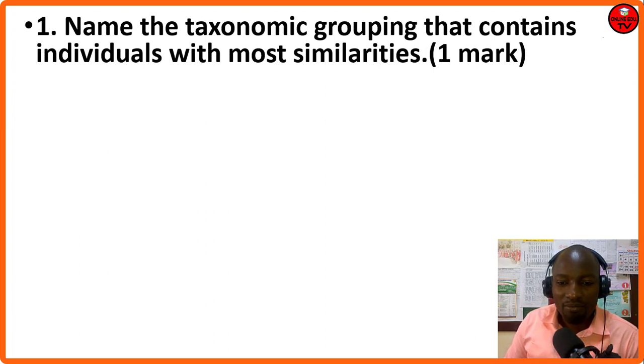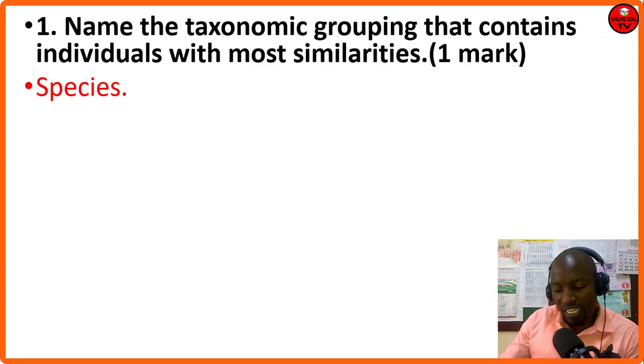Question number 1, name the taxonomic grouping that contains individuals with most similarities. So we're talking about all the taxonomic units from kingdom, phylum, that is division, until species. But we are looking at which taxonomic unit has individuals that possess very close characteristics, the most similar characteristics, and these ones are species. So species contain individuals with very similar characteristics.